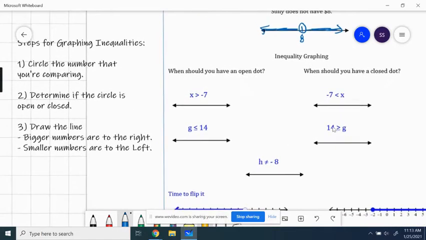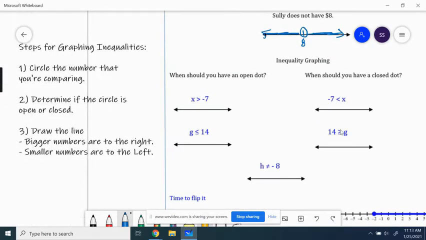Okay, so let's use these steps to plot out these inequalities. When you're not given a number line, I don't really care how you do this, just make sure you write the numbers in order. When we're talking about negative numbers, you need to have this going correctly. All right, so I got -8, -7, -6.